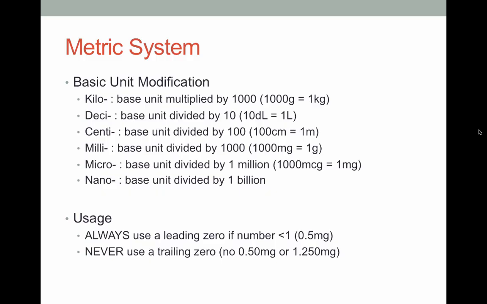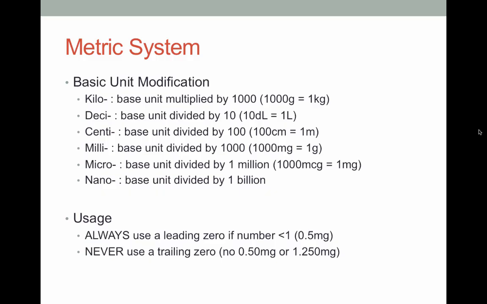You also see micro. So 1 microgram, or excuse me, 1,000 micrograms is 1 milligram. So we're dividing again. If you divide that base unit of a gram by 1 million, you get micrograms. So remember that 1,000 milligrams is 1 gram, and 1,000 micrograms is 1 milligram. You might also see nano somewhere. That's our base unit divided by 1 billion. Usually in the medical field you don't see that too often, but it might crop up here and there.